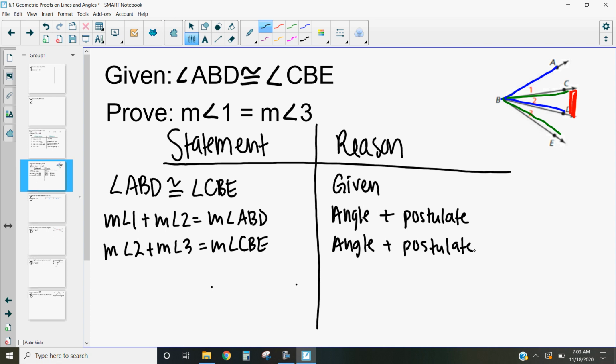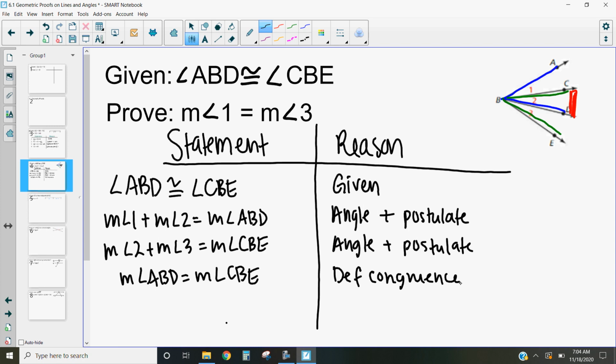Instead of calling it angle ABD, I'm going to describe the blue angle as angle 1 plus angle 2. Now, the measure of angle ABD and the measure of angle CBE are equal. And why are they equal? Well, that's the definition of congruence, right? If two things are congruent, that means they're the same size and the same shape. So if two angles are congruent, that means they have the same measurement. By definition, that's what it is.